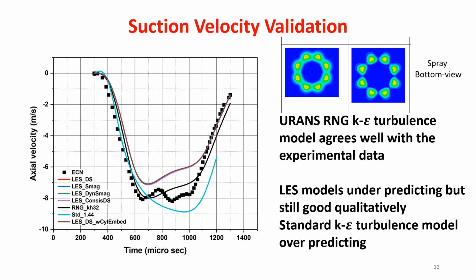The best agreement comes with the prediction of the RNG k-epsilon turbulence model, and there are non-monotonic slope changes after 0.6 millisecond, as is also seen from the experimental data. The predictions using the LES turbulence models overlap throughout the duration of the simulation time, and they also exhibit a slightly non-monotonic trend after 0.6 millisecond.